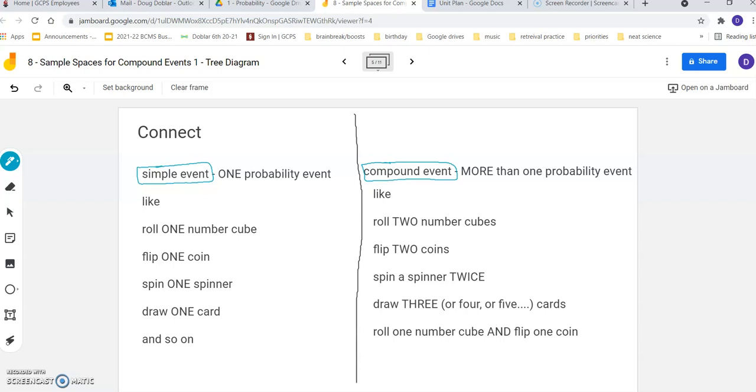A compound event, which we're going to move on to today, is more than one probability event happening together, like rolling two number cubes, or flipping two coins, or spinning a spinner twice, or drawing three cards, or four, or five, or something like roll one number cube and flip one coin. Compound is two or more probability events at the same time. So far we've always done simple events. We're just going to do one thing and find its probability. Today we're going to start finding probability if you do more than one thing.